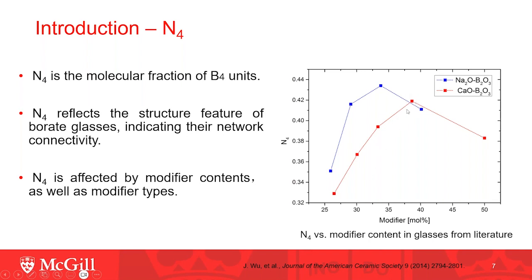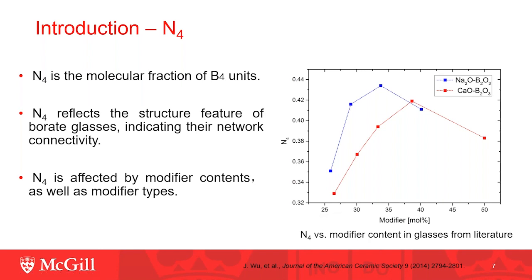Then after N4 reaches the maximum, with further modifier addition, N4 decreases because the B4 unit is converted to other borate units such as B2 and B1. N4 is affected not only by the modifier content, but also by the modifier types. We can say at low modifier content, N4 of sodium borate is higher than that of calcium borate.